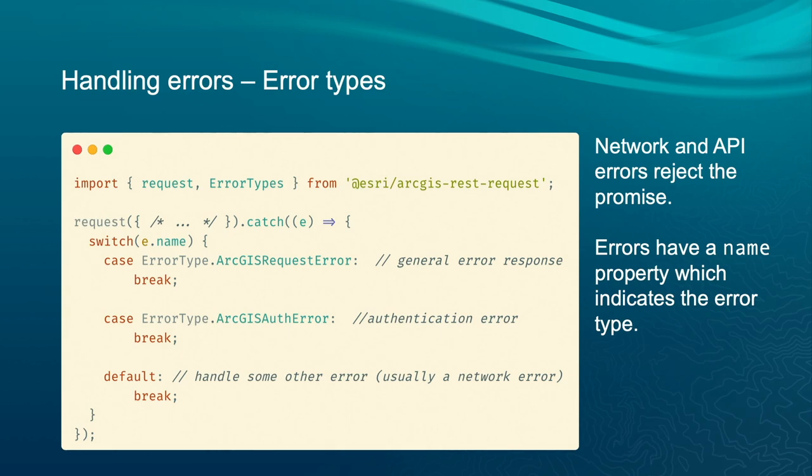And then by default, if it's not one of the REST.js specific error types, it's usually going to be a network error type from the browser or from the Node environment that you can handle.